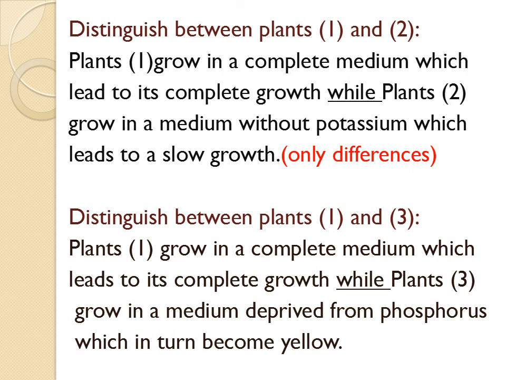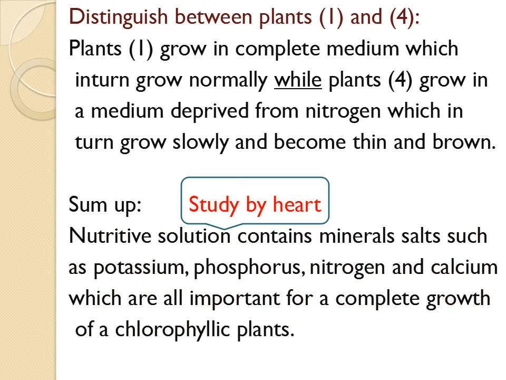Distinguish between plants 1 and 3. Plant 1 grows in a complete medium, which leads to its complete growth, while plant 3 grows in a medium deprived of phosphorus, which in turn becomes yellow. Deprived means there is no phosphorus. Distinguish between plants 1 and 4. Plant 1 grows in complete medium, which in turn grows normally, while plant 4 grows in a medium deprived of nitrogen, which in turn grows slowly and becomes thin and brown.